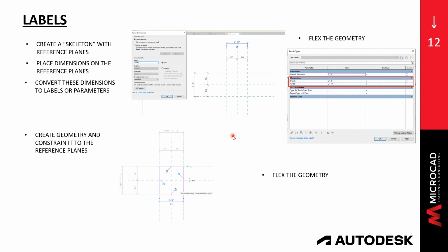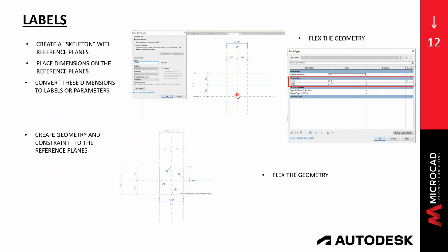And then once you have those parameters placed, there is something that you have to do in the family editor, which is called flex your geometry, meaning change these values and make sure that the reference planes move in the way you would like your family to change. Okay, that is called flexing the family.